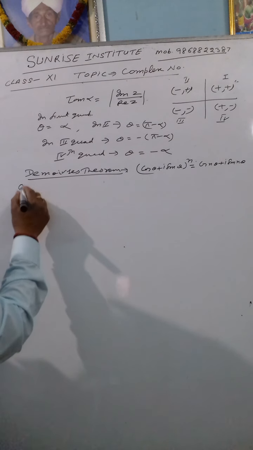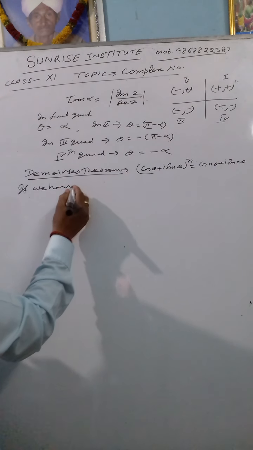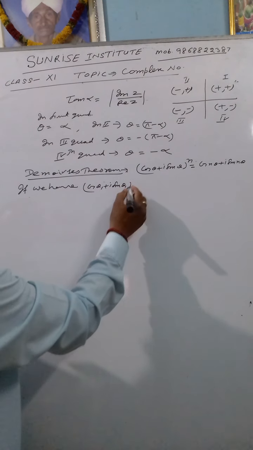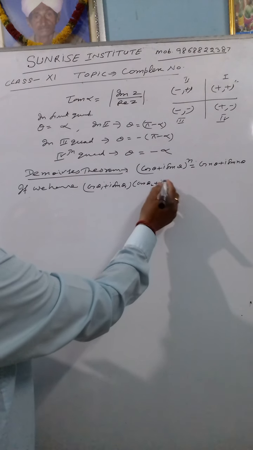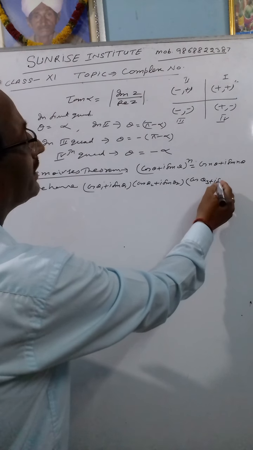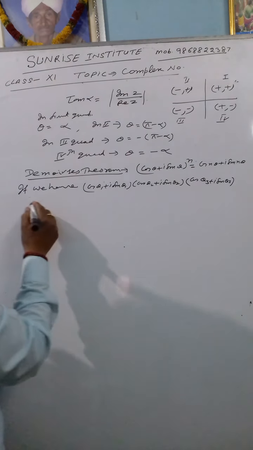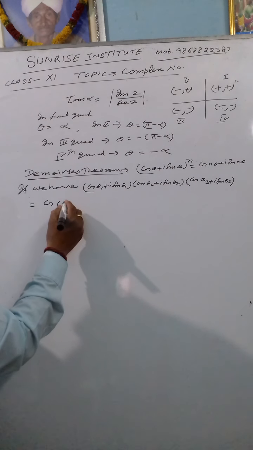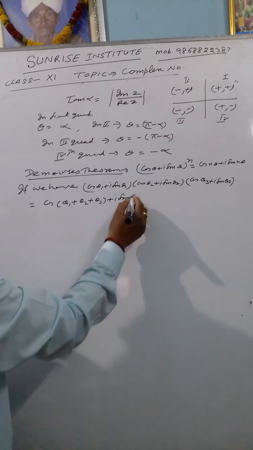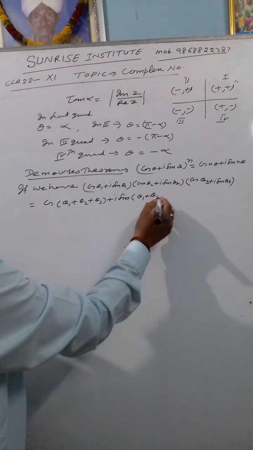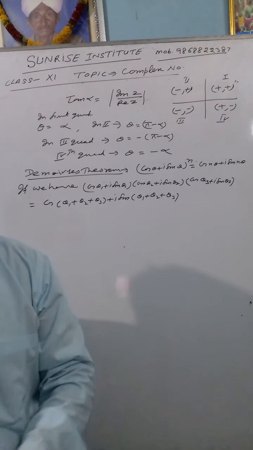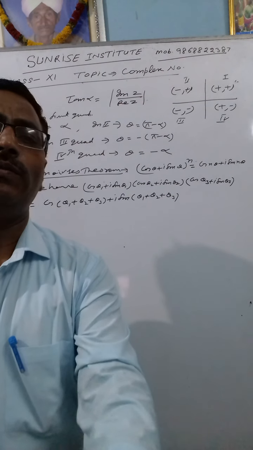If we have (cos theta 1 plus i sin theta 1) into (cos theta 2 plus i sin theta 2) into (cos theta 3 plus i sin theta 3), then we have cos(theta 1 plus theta 2 plus theta 3) plus i sin(theta 1 plus theta 2 plus theta 3). Okay student, that is De Moivre's theorem.